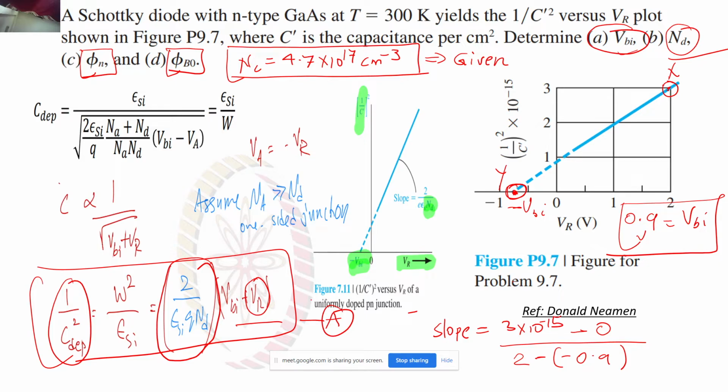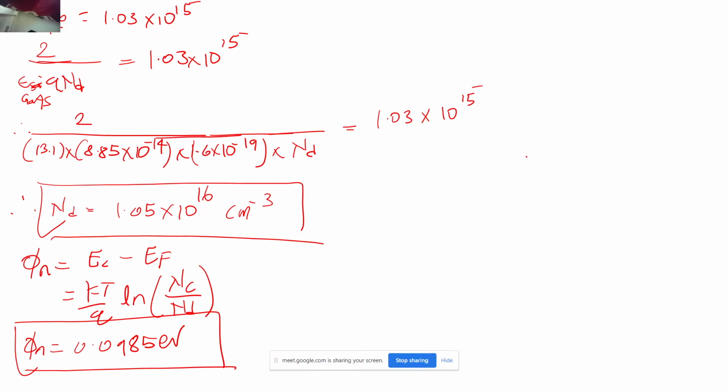Phi m minus chi of gallium arsenide, sir. That is not given now. The chi of gallium arsenide has not been given. Somebody has just mentioned one more formula in the chat section. Yeah, exactly, correct. So what he has given is that I have to use this formula: q times VBI plus phi n. This will be the height of the Schottky barrier.